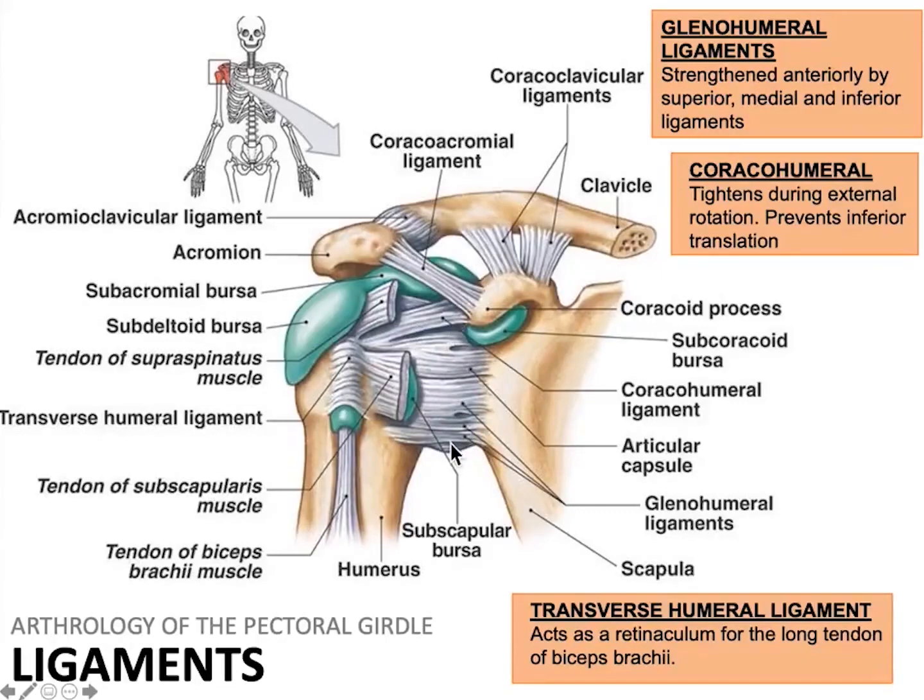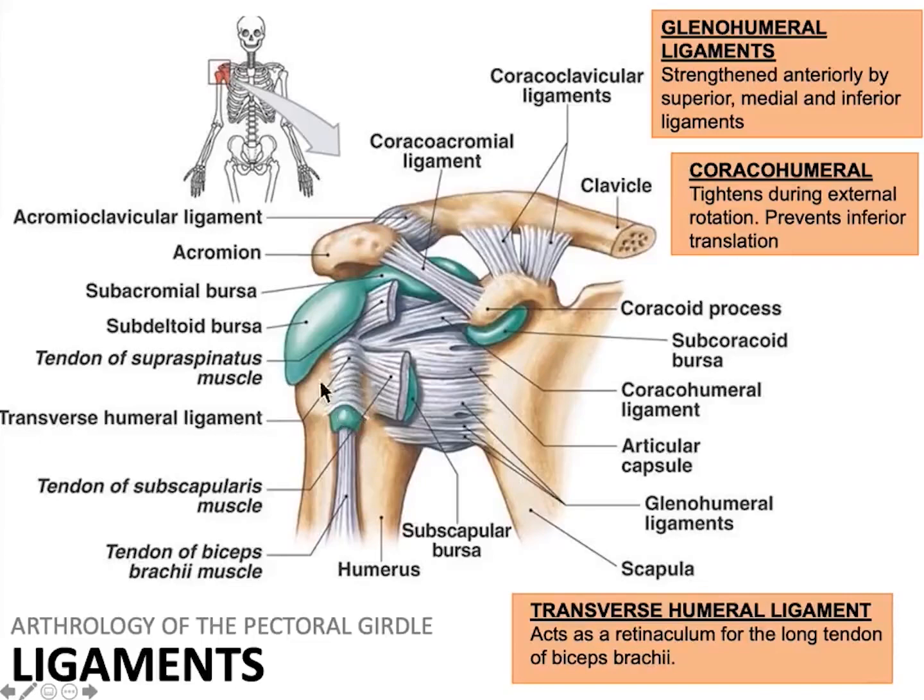We also then have our coracohumeral ligament, which is superior to the ones we just discussed, that is running from the coracoid process and then inserting onto the head of the humerus. This will act to tighten during external rotation, and once again it's going to prevent that inferior translation or slippage of the humerus in a downward direction.